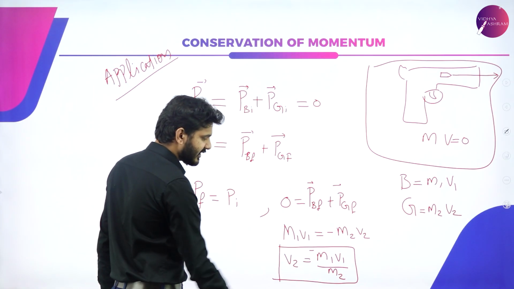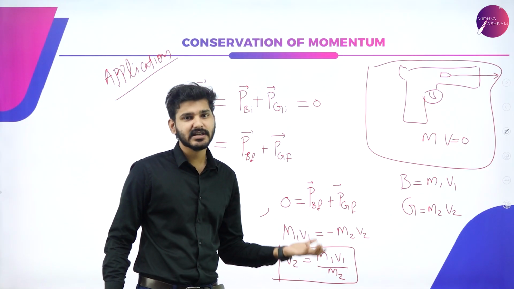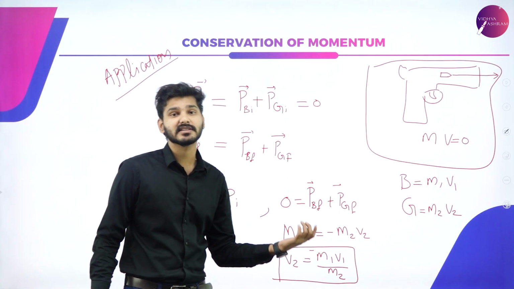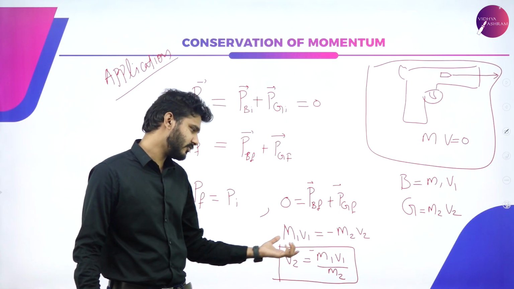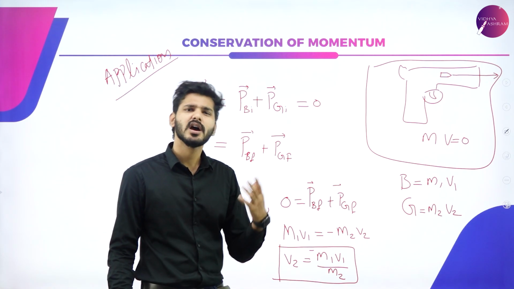And there is a minus sign here, I forgot. The minus sign just indicates that relative to the bullet, the gun is coming backwards, or relative to the gun, the bullet is moving forwards. It is just indicating direction.